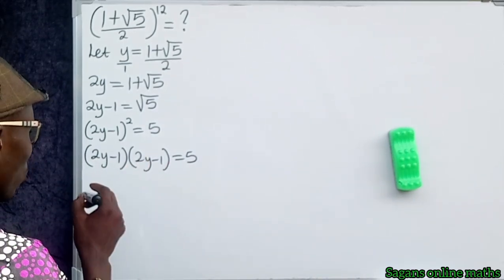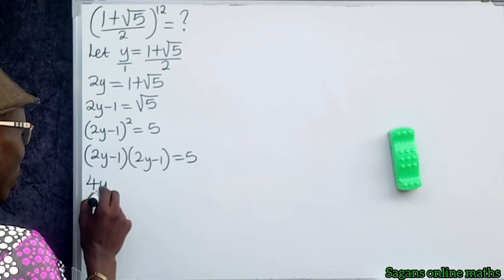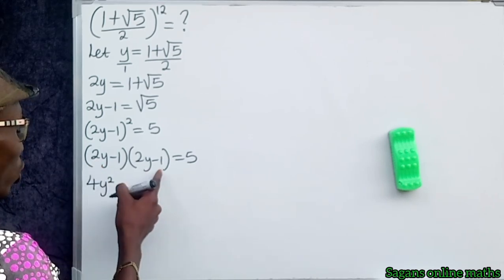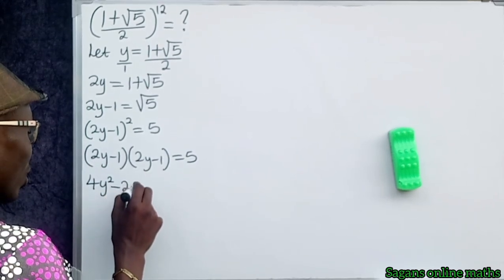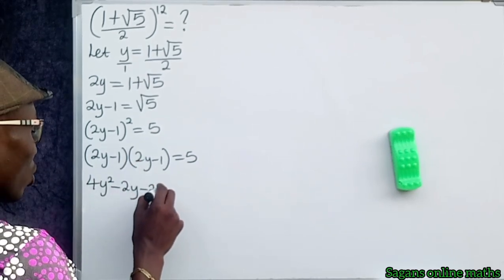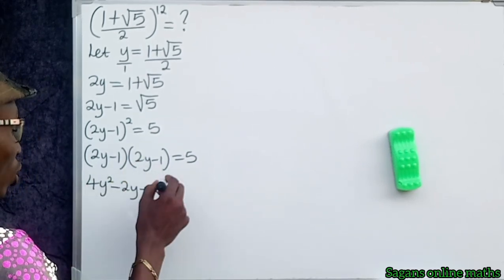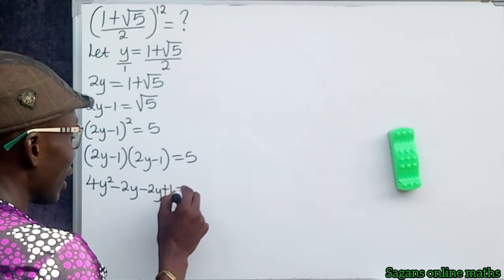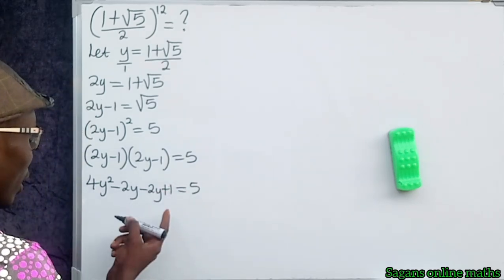Then 2y times 2y will give us 4y². 2y times minus 1 gives minus 2y. Minus 1 times 2y gives minus 2y. Minus 1 times minus 1 gives plus 1. Everything equals 5. Let's collect like terms.